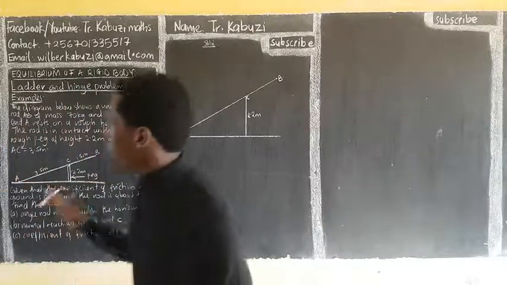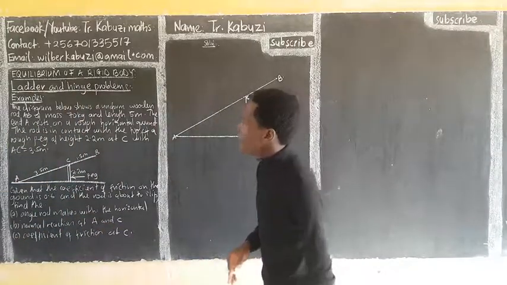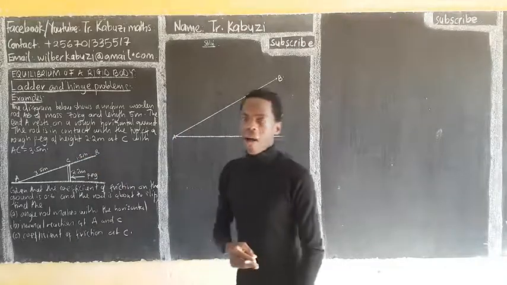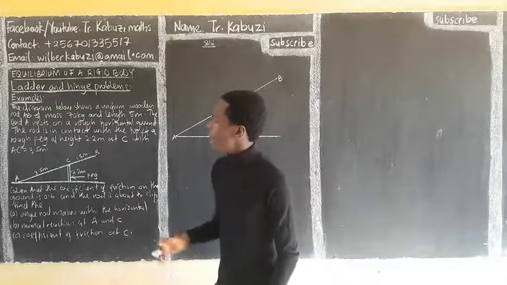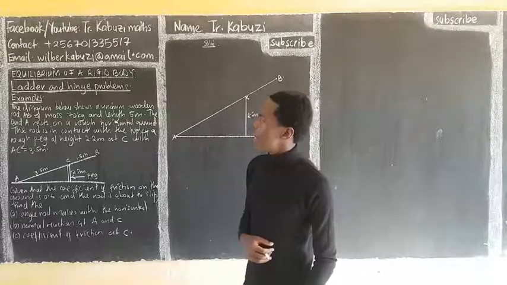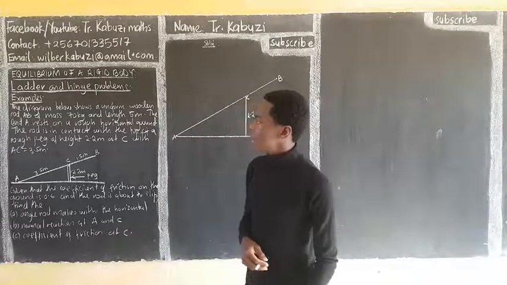We are still on ladder and hill problems. So let's see how we handle this. The diagram below shows a uniform wooden rod AB of mass 70 kg.